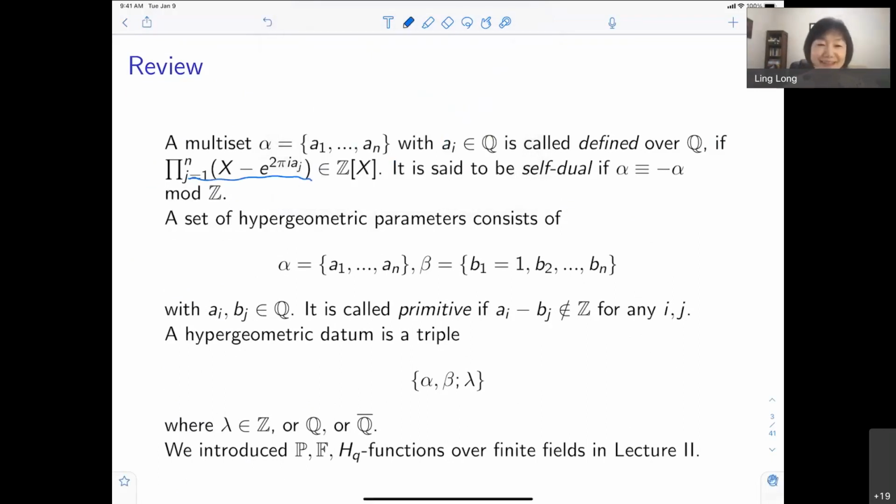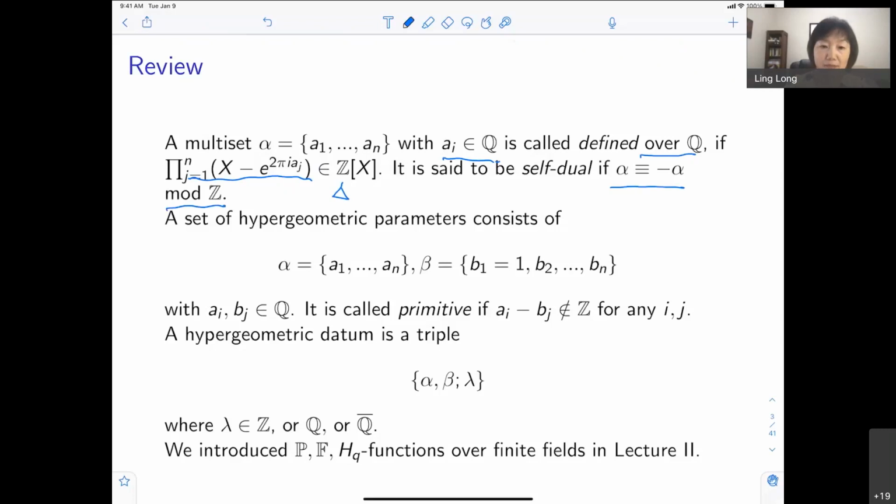If you look at this kind of polynomials, the x minus roots of unity, because of the agreement of the a_i being rational numbers. If the coefficients are not only in the cyclotomic field, but actually in Z, then it's said to be defined over Q. And moreover, a multi-set is said to be self-dual if alpha and minus alpha agree. That means you can negate the elements modulo Z.